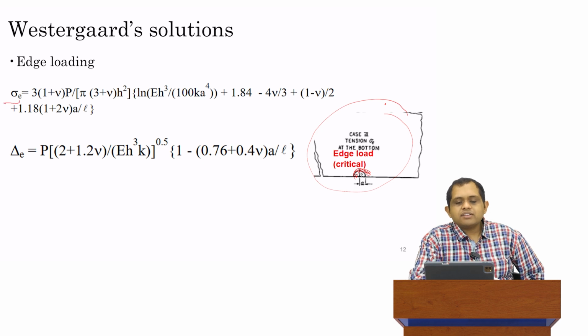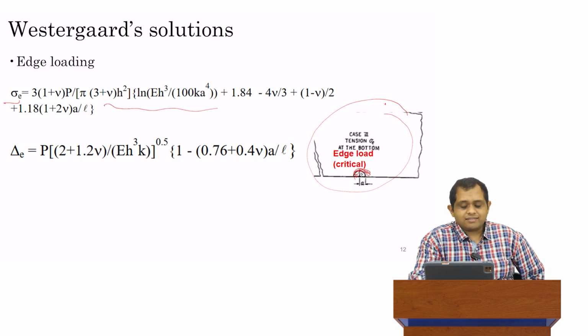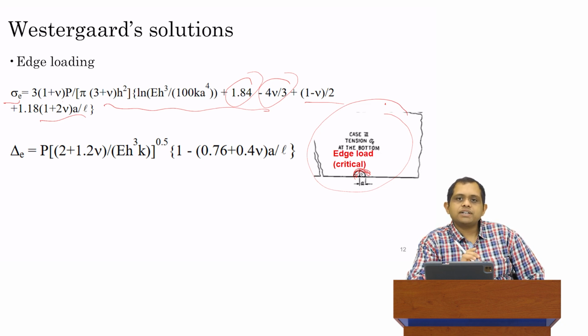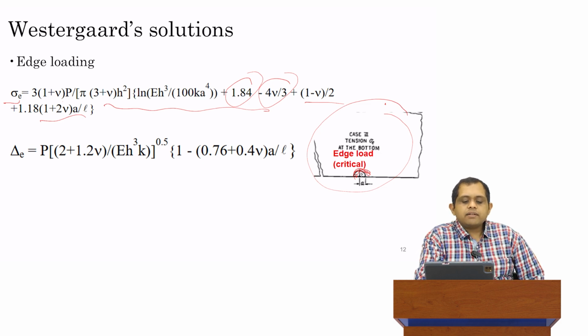Okay, here he's given us sigma E. Now, what you'll immediately notice is that it's a pretty long formula in this case. That's true. But most of it is just simple constants. So we have a 1.84 here, which is a constant. 4 nu over 3, 1 minus nu over 2. These are just constants. These are relatively simple to calculate. As we'll see in our solved example, if you do this systematically and calculate it term by term, it makes the entire calculation relatively easy. Here again, we have some P divided by H square. But in this case, we do have this extra term, ln of E H cube over 100 K a to the power 4.